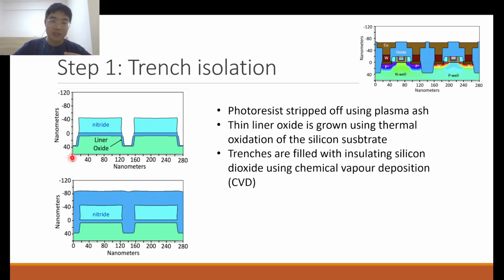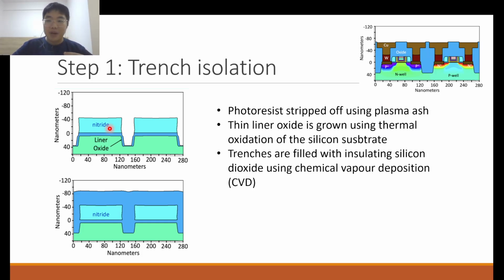What they normally do is grow a thin layer of liner oxide using thermal oxidation. Because remember, this green area is silicon. Silicon can be oxidized thermally in an oxygen containing ambient to form a thermal oxide layer. And then the entire trench is filled with more silicon dioxide using what we call chemical vapor deposition, CVD. It's a way in which material can be deposited on a surface through a chemical reaction between certain gaseous species that happens on the material surface.